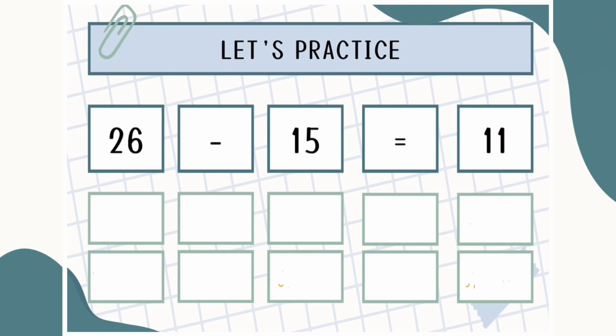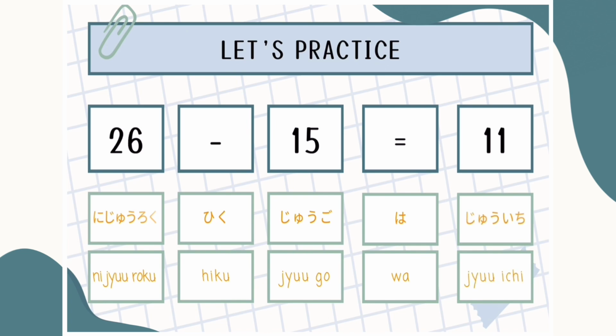26 minus 15 equals 11. 26引く15は11. I really hope I've got all the math right in this. I've just realised how embarrassing it's going to be if I haven't.